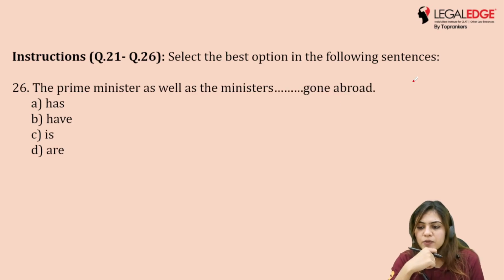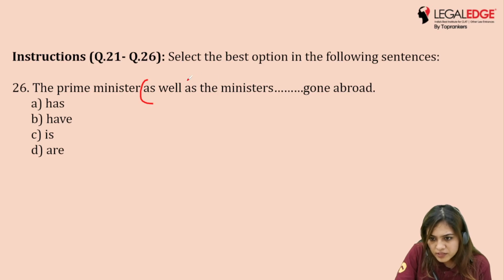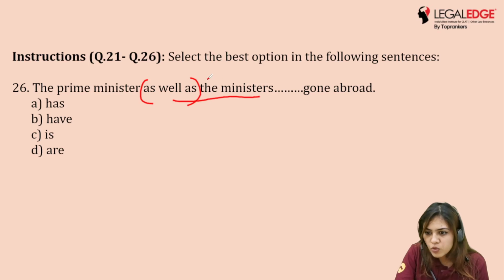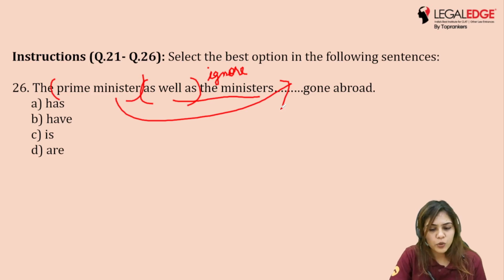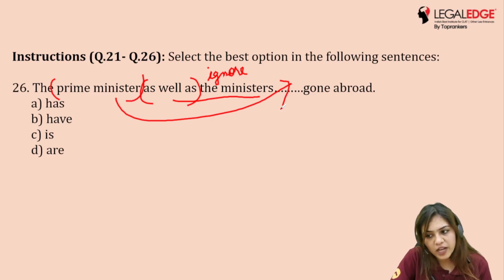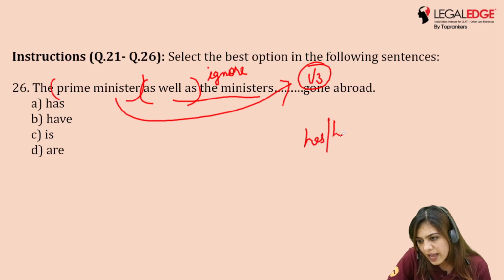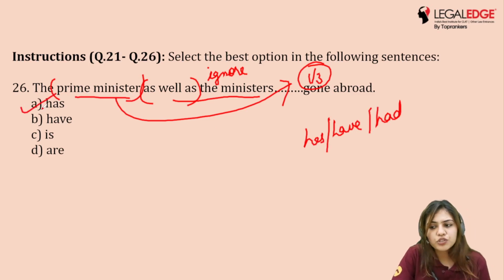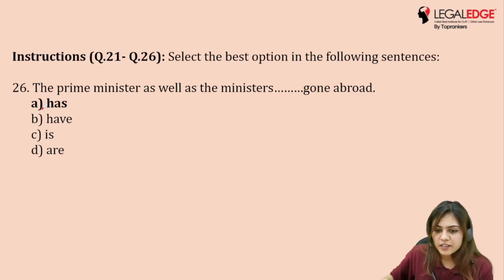The Prime Minister as well as the ministers. हमेशा याद रखना, whenever a subject is joined by as well as, along with, in addition to, with, ऐसे words जब आ जाते हैं तो इस second subject को ignore करो. सिर्फ इस subject पे फोकस करो और accordingly इस fill in the blank को fill करो. So the Prime Minister is a singular subject, तो क्या होना चाहिए? और यहाँ पे हम देख सकते हैं V3, तो यहाँ पे has, have, had, इन तीनों में से कुछ भी use हो सकता है, but Prime Minister singular है, so the answer should be has, right? The Prime Minister as well as the ministers has gone abroad.